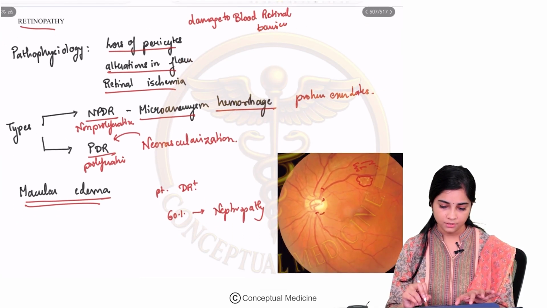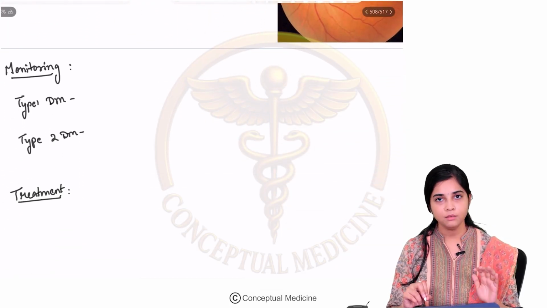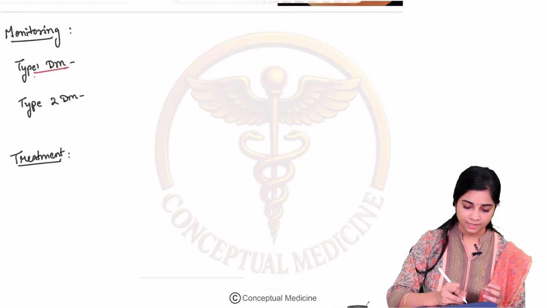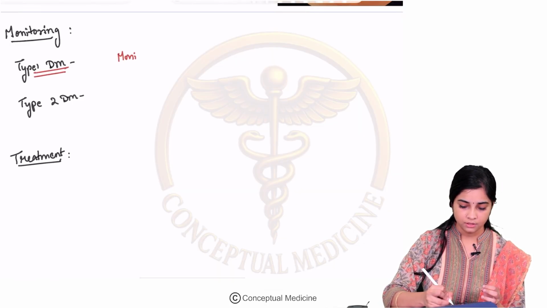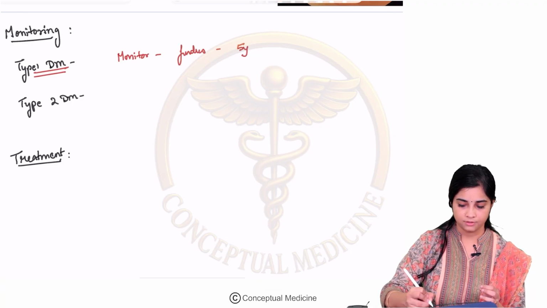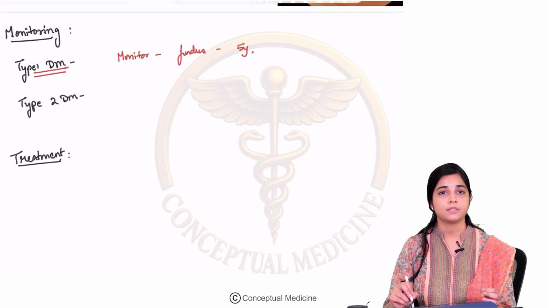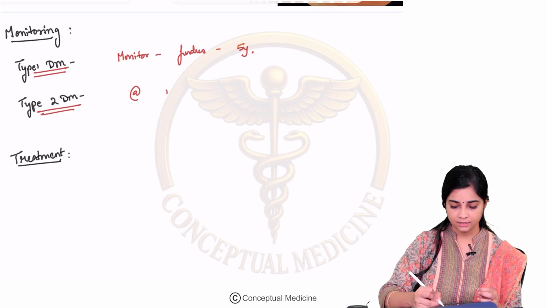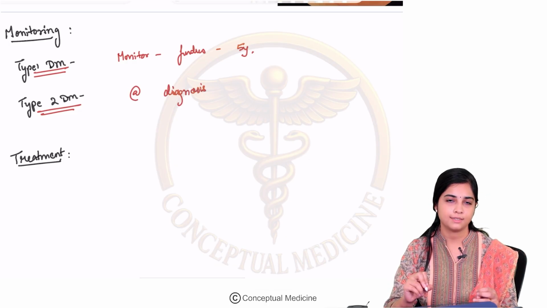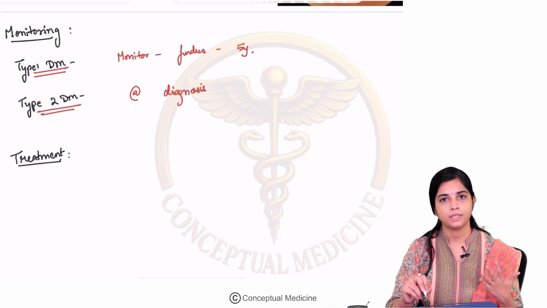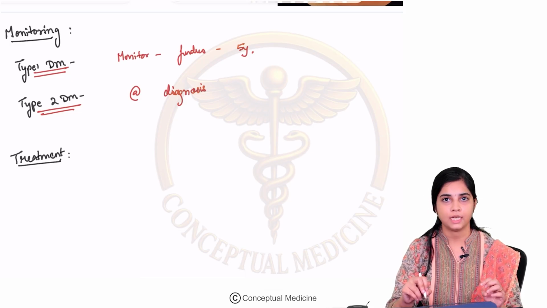Okay, fine. Now let us understand the monitoring and treatment of diabetic retinopathy. In type 1 diabetes, you have to monitor using a dilated fundus examination every 5 years. But in type 2 DM, at diagnosis itself, you have to do a fundus examination, and then do a fundus examination yearly to look for evidence of diabetic retinopathy or look for progression as well.